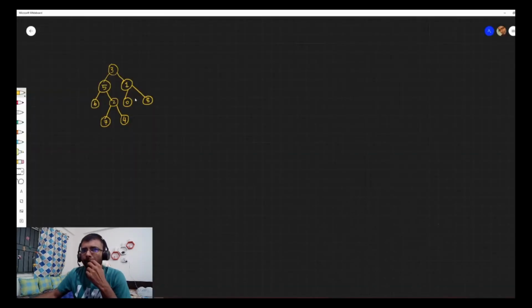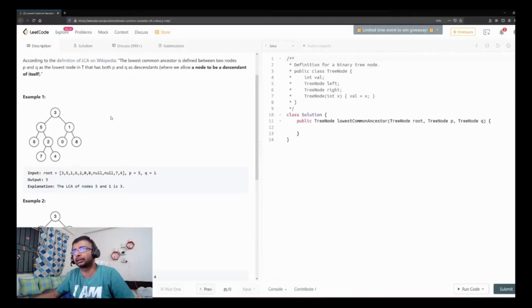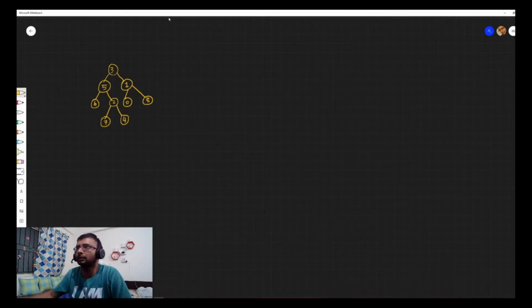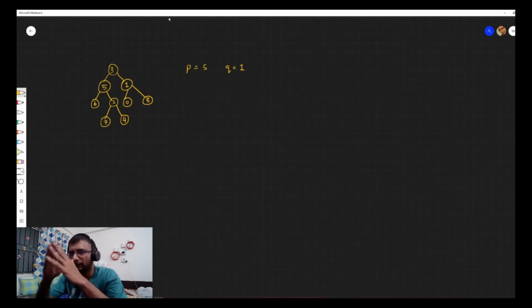So I've copied the tree from the example over here. So I'm using this same tree, and we are going to see how we can come up with various inputs. So first we will try with P equals 5 and Q equals 1. So most of these problems, when we try to identify something in the tree, the first thing that comes to my mind is a recursive solution.